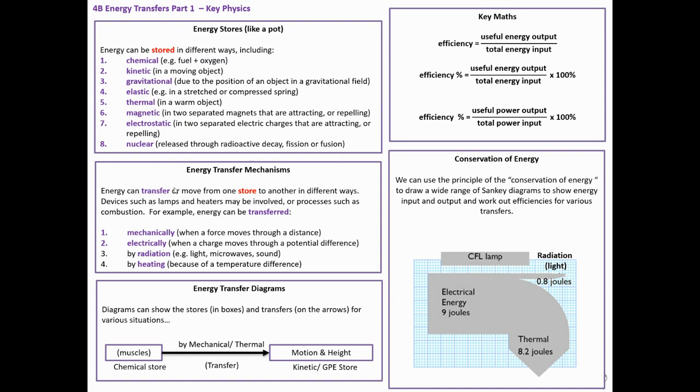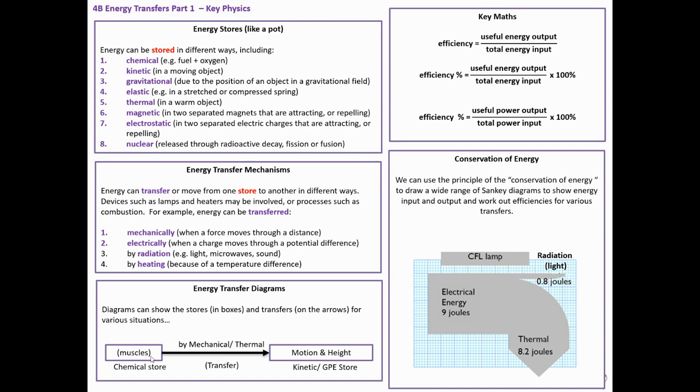Now, there are always transfer mechanisms, so we can go from one store to another. So devices such as lamps and heaters may be involved in processes such as burning, combustion, but the energy can be transferred mechanically when we move through a distance, a force and a distance, anything that moves. Electrically, when the charge moves through a potential difference, so in a wire. By radiation, so if it's in the form of light, microwaves and sound, we all just call that radiation. And by heating, because of a temperature difference, so when things heat up.